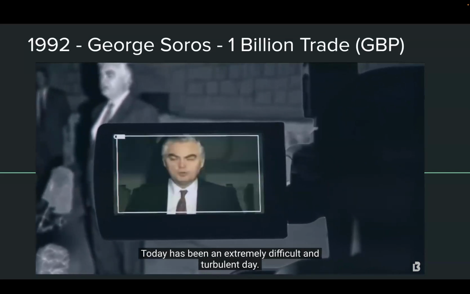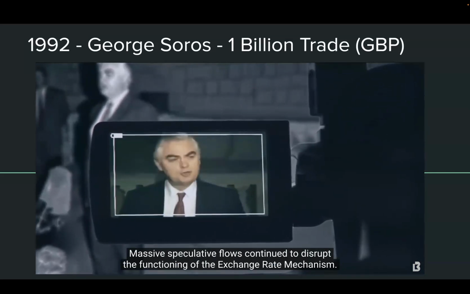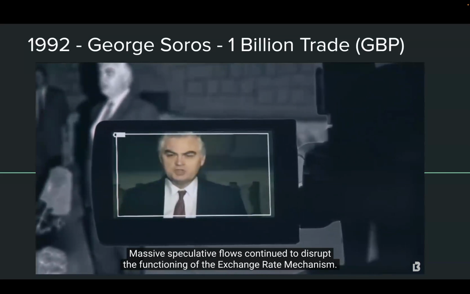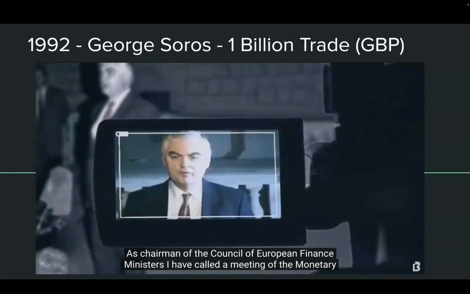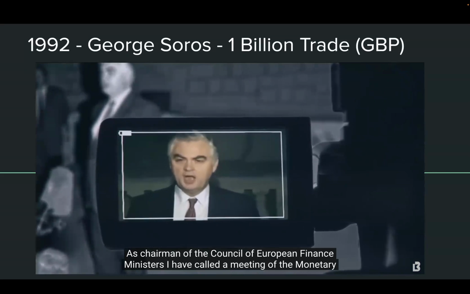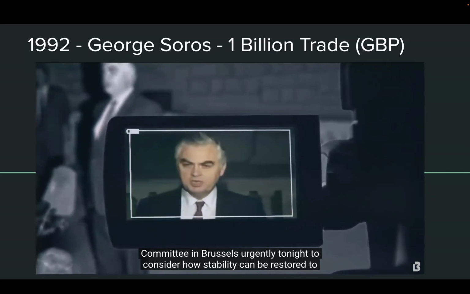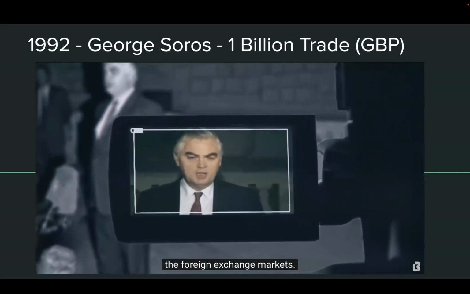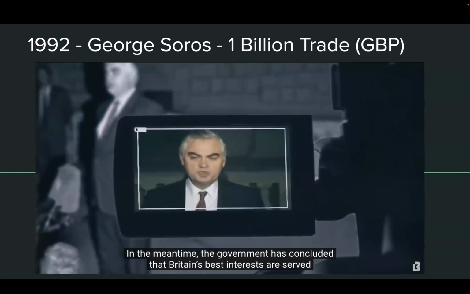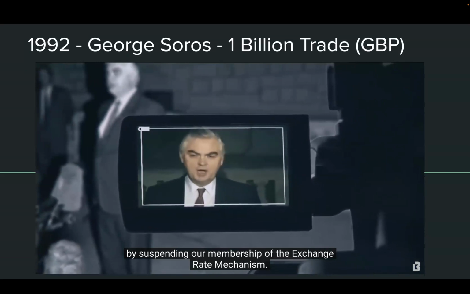Today has been an extremely difficult and turbulent day. Massive speculative flows have continued to disrupt the functioning of exchange rate mechanism. As chairman of the Council of European Finance Ministers, I have called a meeting of the Monetary Committee in Brussels urgently tonight to consider how stability can be restored to foreign exchange markets. In the meantime, the government has concluded that Britain's best interests are served by suspending our membership of the exchange rate mechanism.